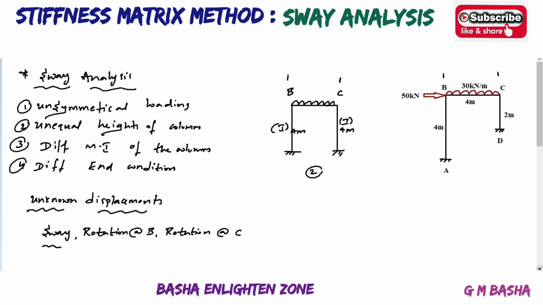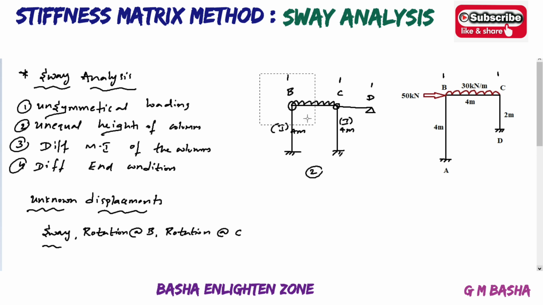For non-sway analysis problems with the same frame, you will get two unknown displacements, one at joint B and another at joint C. For example, if there is one more extension like this, where it is hinged, at that time you will get another displacement at joint D due to the hinge. But if it consists of two columns and one beam, at that time you will get only two unknown displacements. Here one more extra unknown displacement comes for the sway problems. That is, the unknown displacements are due to sway, the rotation at B, and the rotation at C.